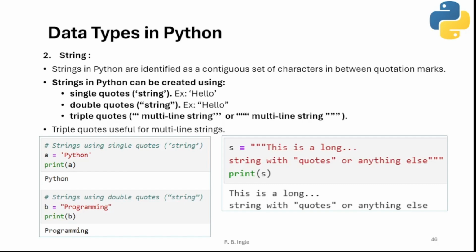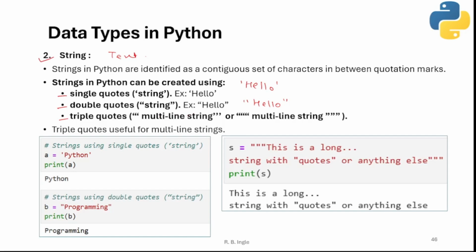Now we have the string data type. Strings are nothing but the text. We can create the string by using single quote, double quote or triple quote. Here we can see the example. I want to write hello. Hello can be written inside a single quote. Hello can be written inside the double quote, right? And there is also triple quote.